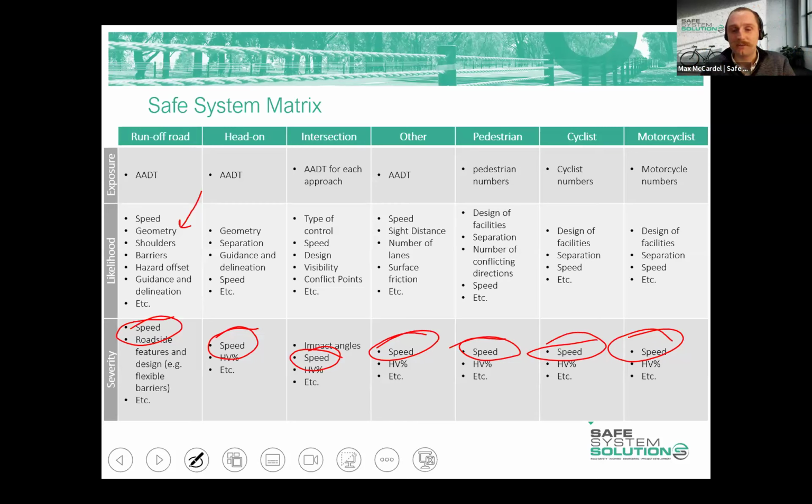Percentage of heavy vehicles, as I spoke about before, could also be placed in that category. And for the runoff road one, you could also consider barrier systems. If there's a continuous containment system set up along the roadside, then it's much less severe to crash into that than trees and utility poles beyond that. So you can consider what's beyond the roadside in the runoff road crash.